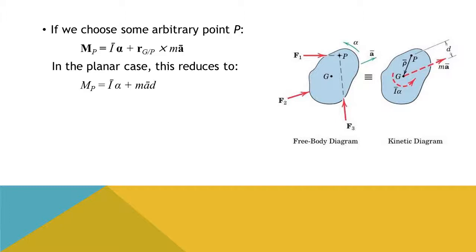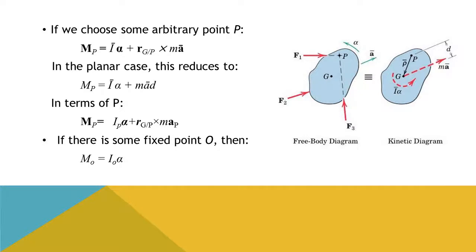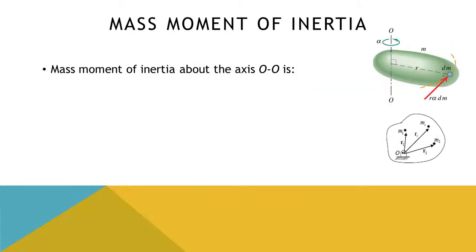If we want to write the equation in terms of P, MP is equal to IP alpha plus r G with respect to P times m aP. If there is some fixed point O, then MO is equal to IO alpha.